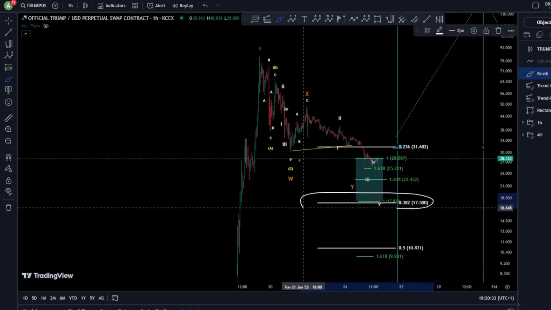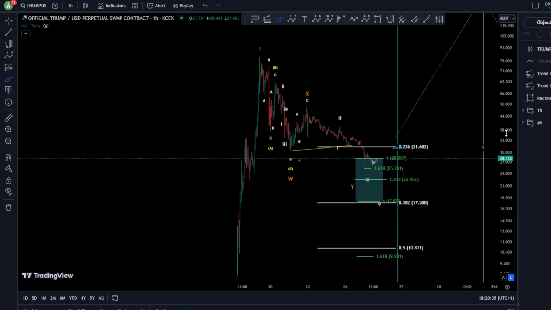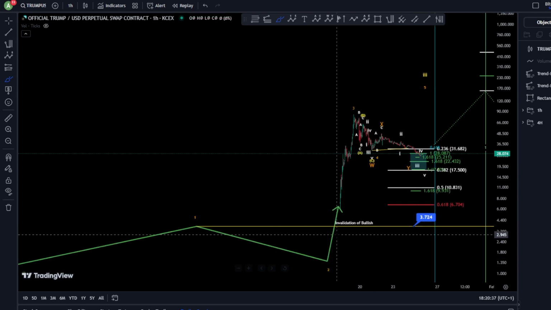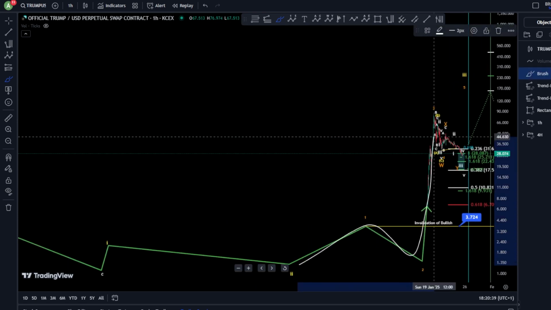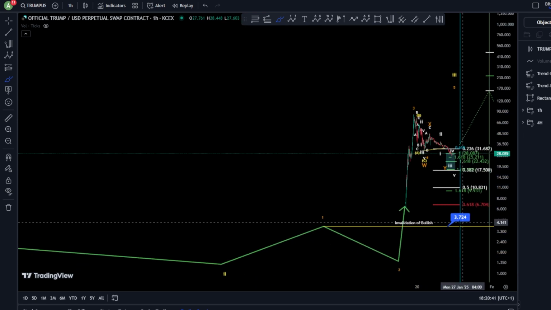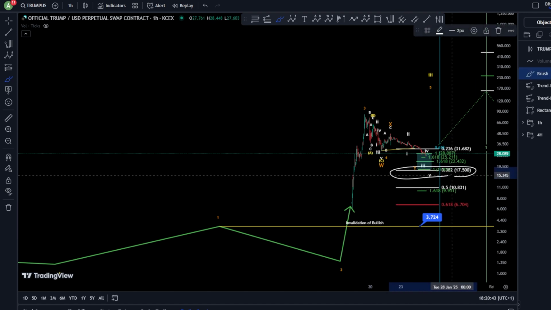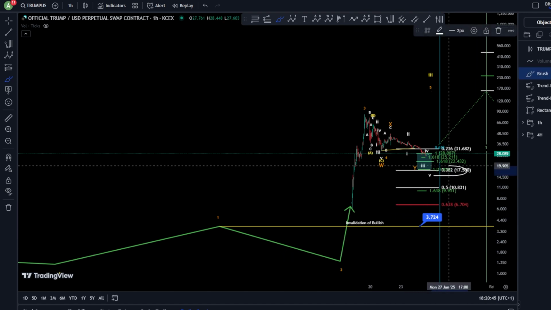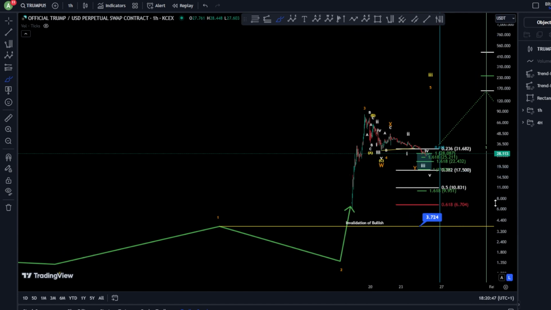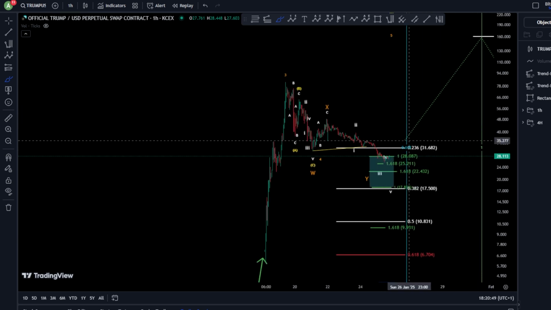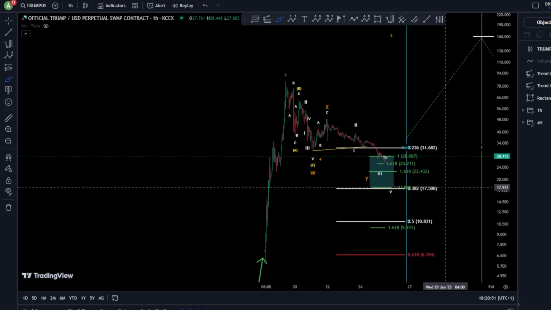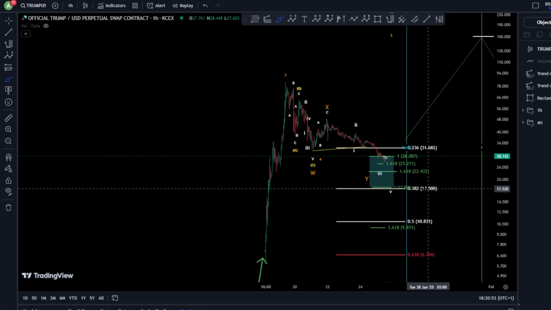And don't forget that also this is a 0.38 fib level for a wave 4, taken from this 1, 2, 3, 4, and a 5. So probably this wave 4 is still playing, in confluence, as we can see, as a fib target for this wave 4. And yeah, so I'm targeting actually the 17.5.